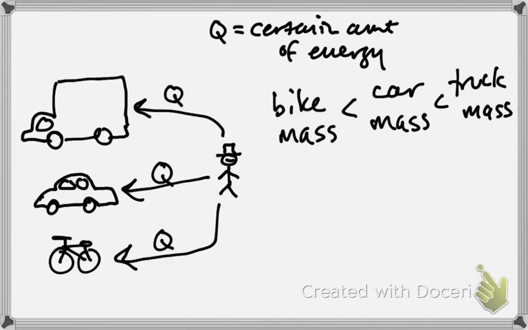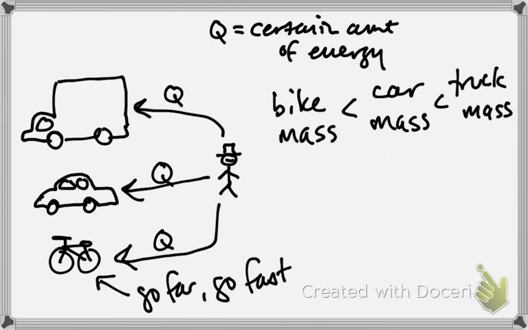So we know from personal experience that it's harder to push things that are heavy, that have a lot of mass, than things that are light. So all other things being equal, if you apply the same amount of energy to each of these things, it's going to be easier to get the thing that's lightest, the thing with the least mass, moving. So for the bike, it'll go far and it'll go fast if you push on it pretty hard.